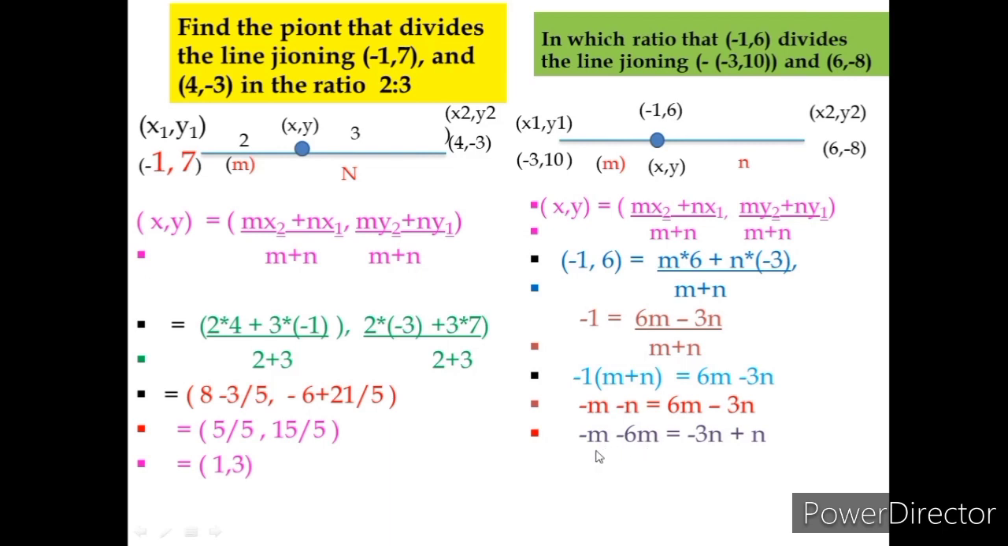So you see here, m terms should be kept on one side and n terms on the other side. Then you have to calculate: minus m minus 6m, minus 7m. Minus 3n plus n, minus 2n. But you have to find the ratio m is to n, which means m by n. Therefore, I am going to find m by n. That's why you have to transpose n to this side and minus 7 to this side. You have m by n is equal to minus 2 by minus 7. Here minus minus should be cancelled. The result is 2 by 7. M by n, that means m is to n is equal to 2 is to 7. Isn't it? Okay. Thank you for watching this video.